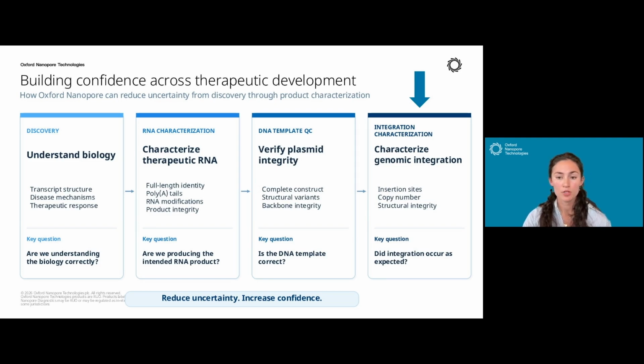So today, we're really going to focus on this section here of characterizing genomic integration. But again, all of these upfront steps are also extremely relevant and areas that we'd love to enable within your teams.